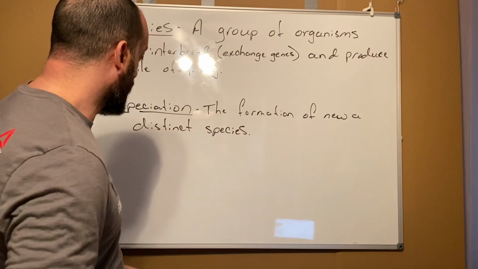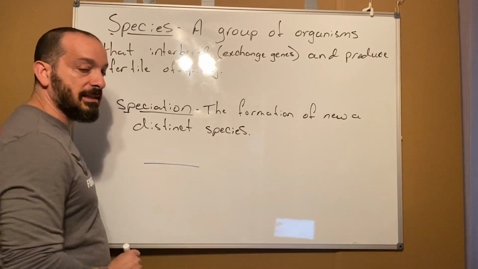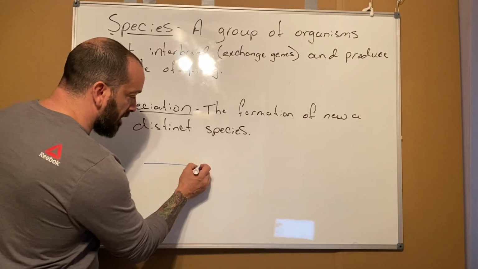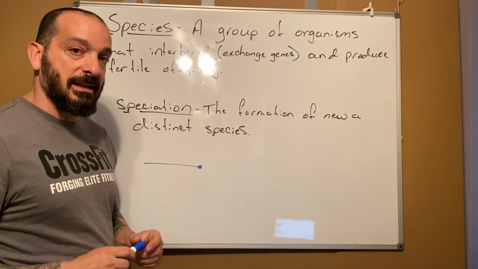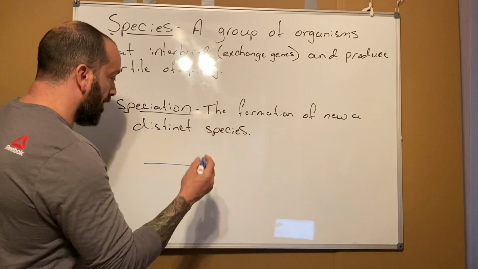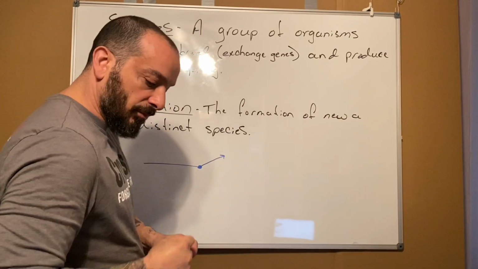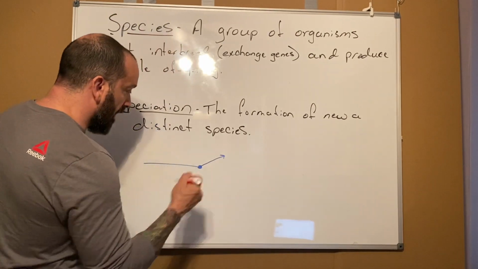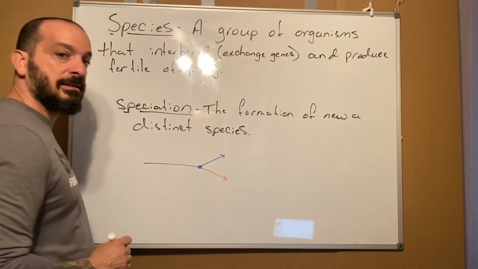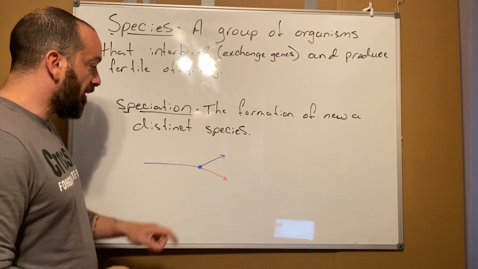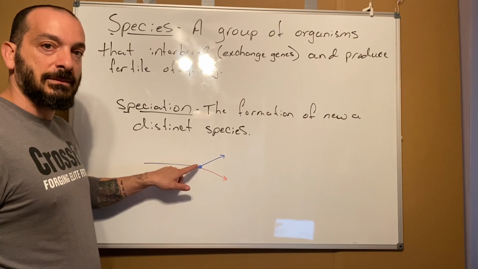If we were to look at it, this blue line would be the timeline of this one species. And then at some point something happens, and we're going to talk about the things that could possibly happen. But this blue species continues. Whatever happened at this point, we wind up with another species. And we're going to talk about what can cause this speciation, how this can happen.